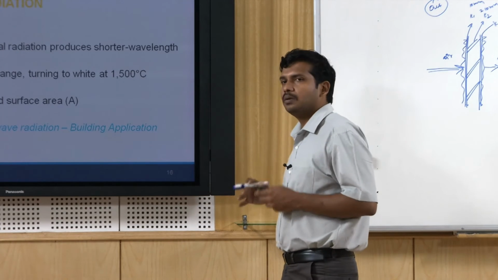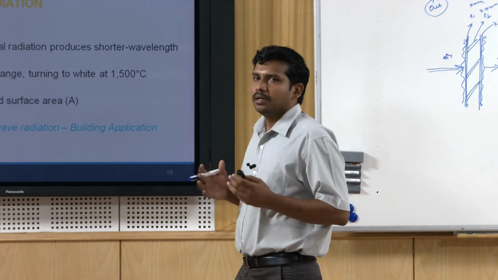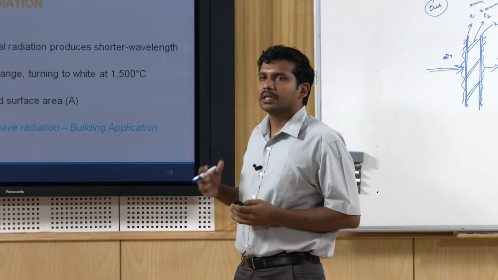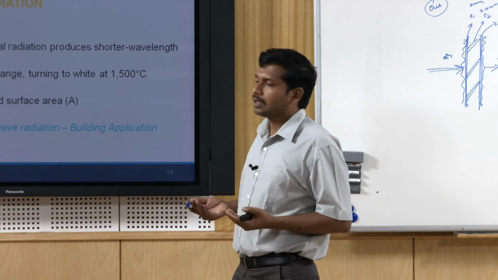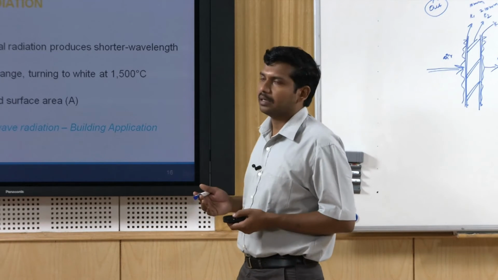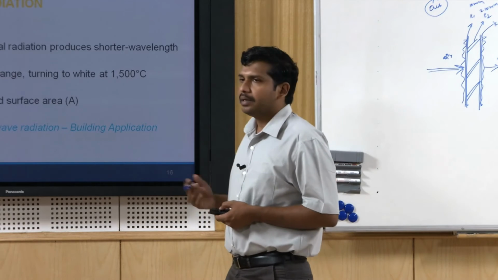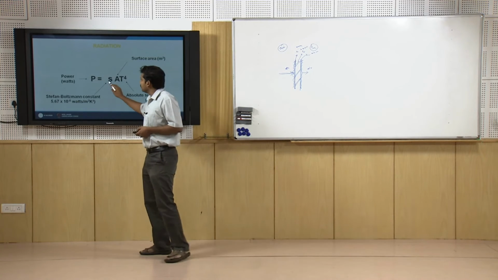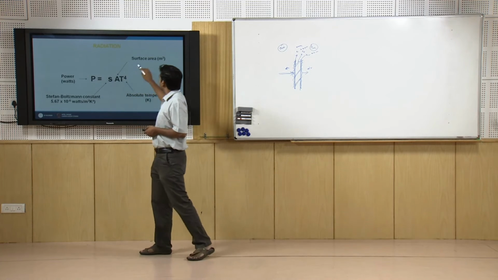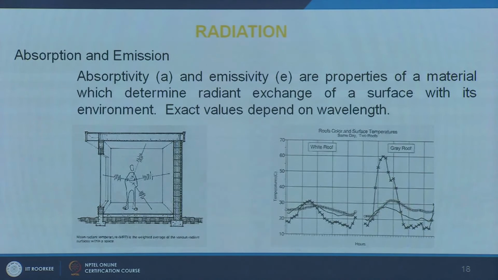Because of this you have a warmer or hotter indoor environment. So typically a simple glass without treatment, non-treated glass, is not advisable in hotter regions, mainly because it traps the re-emitted long wave radiation. Radiative heat transfer can be calculated. You need a Stefan-Boltzmann constant, then the surface area and the absolute temperature of the emitting surface.